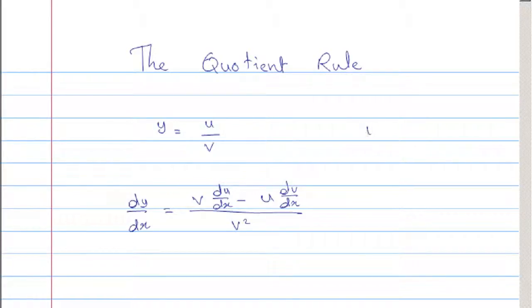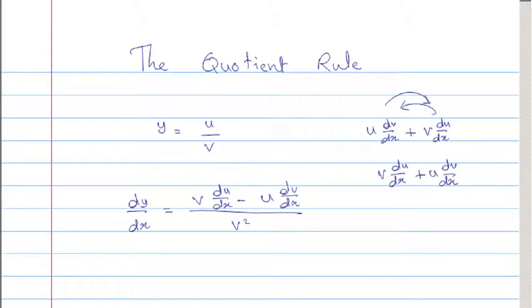So the product rule was u dv over dx plus v du over dx. And in the product rule, since we had a plus in between, since we were adding these two expressions, it didn't really matter which way I wrote it. I could rewrite this as v du over dx plus u dv over dx. So I just swapped these two around, and it doesn't really change anything because it's just an addition.